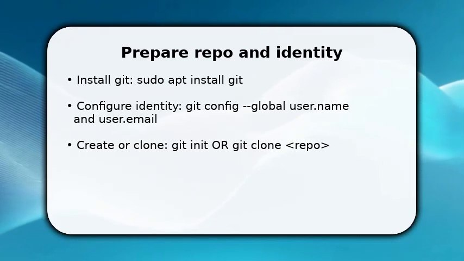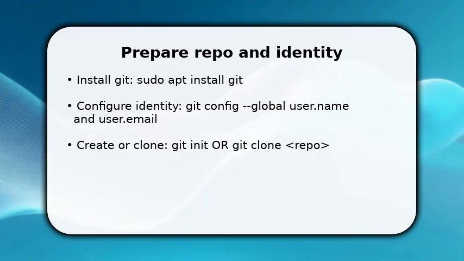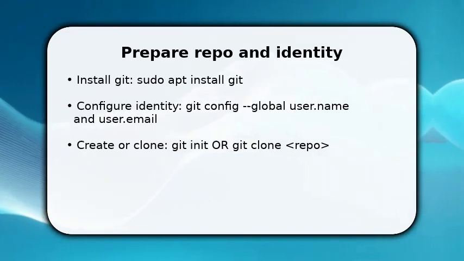Enjoy the video. You start by installing and proving your identity so commits are attributable. First, install Git and then set user.name and user.email globally. This ensures every commit carries your info.